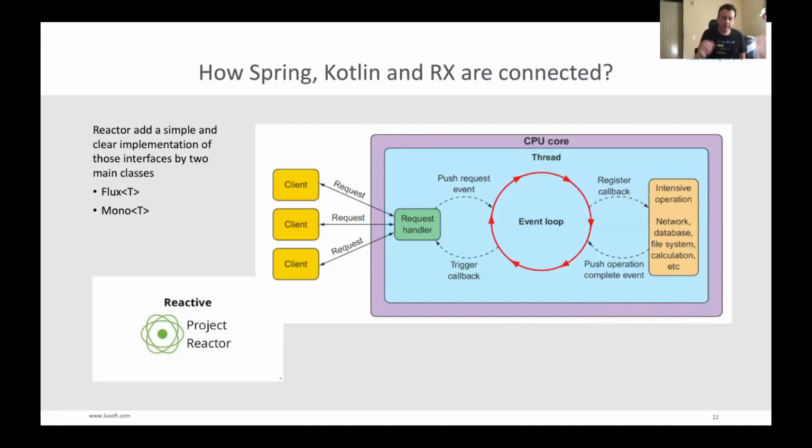And as I said, Flux and Mono are the two classes that have all the implementation of RxJava, and we will see it later in the demo. But something I can tell you: Flux is used for a set of one to n data items, and Mono is only used for a single data item. And we will check it a little bit deeper inside the demo.